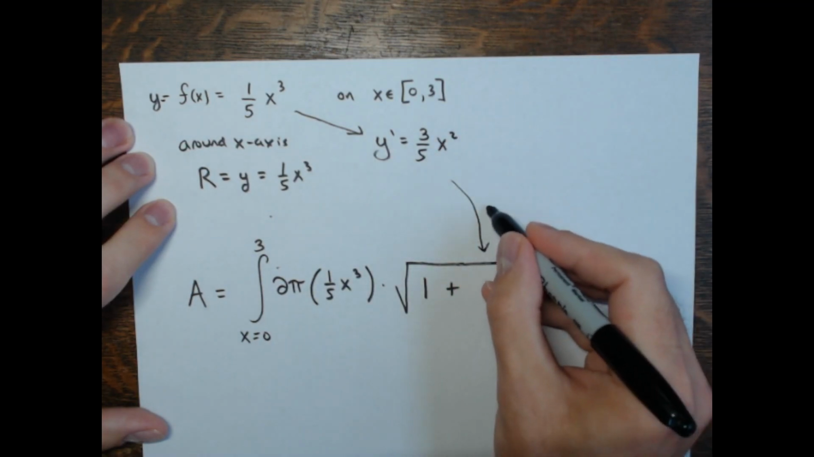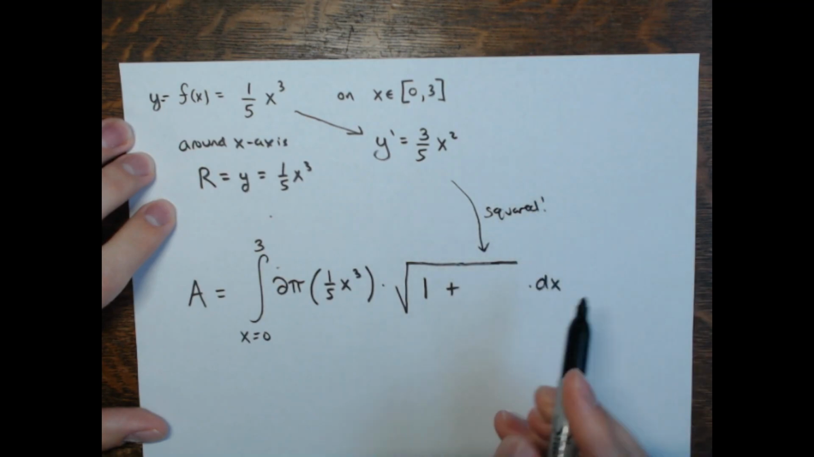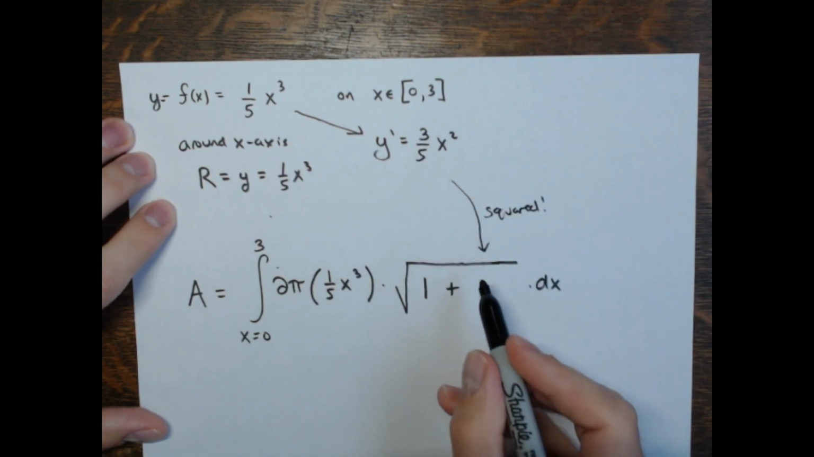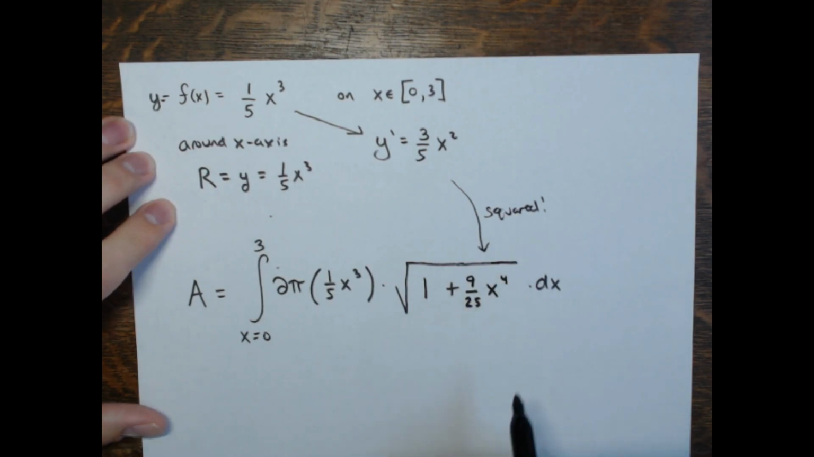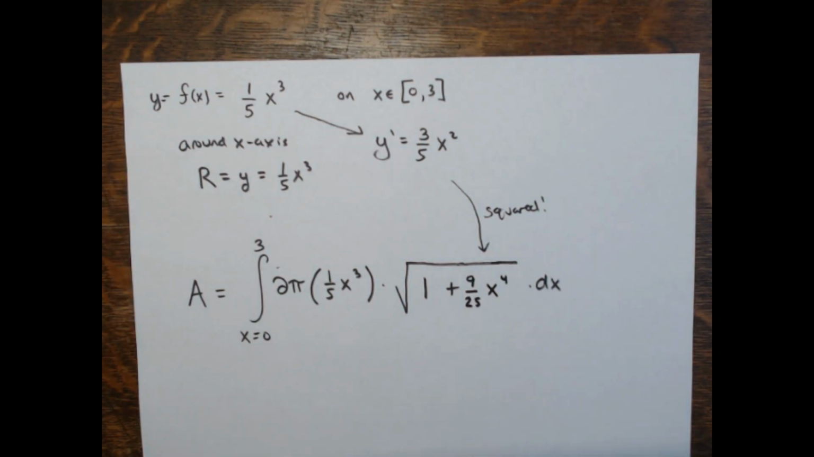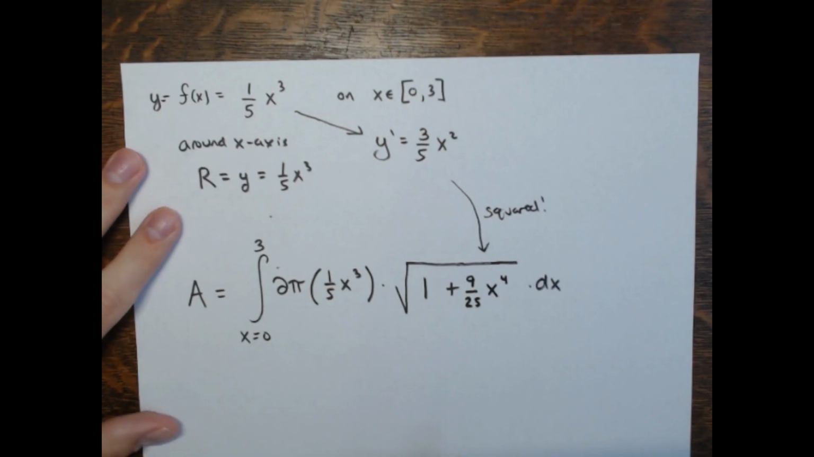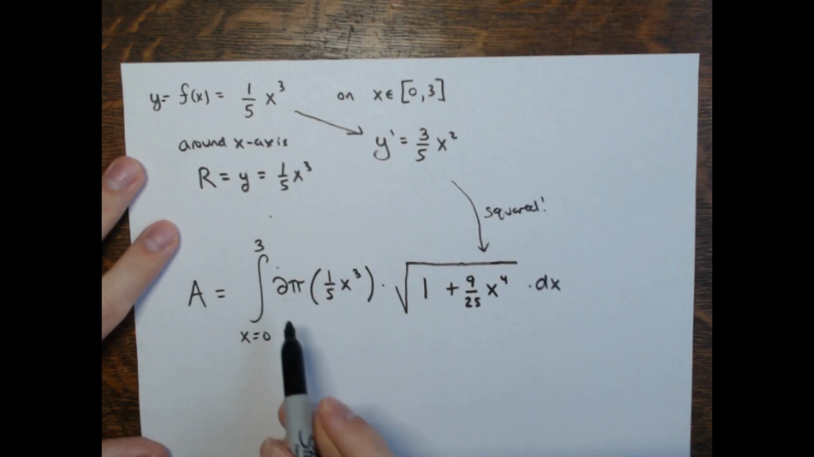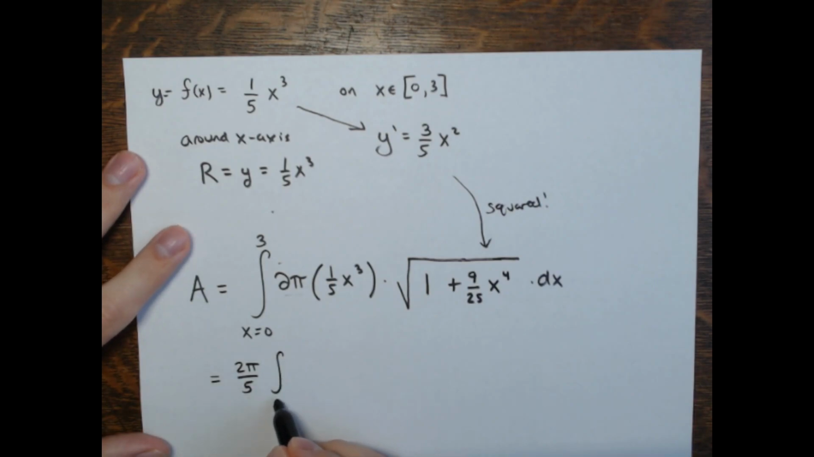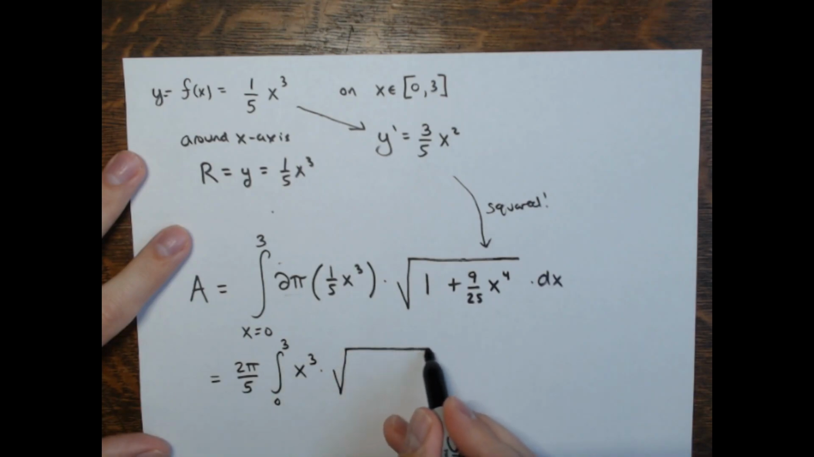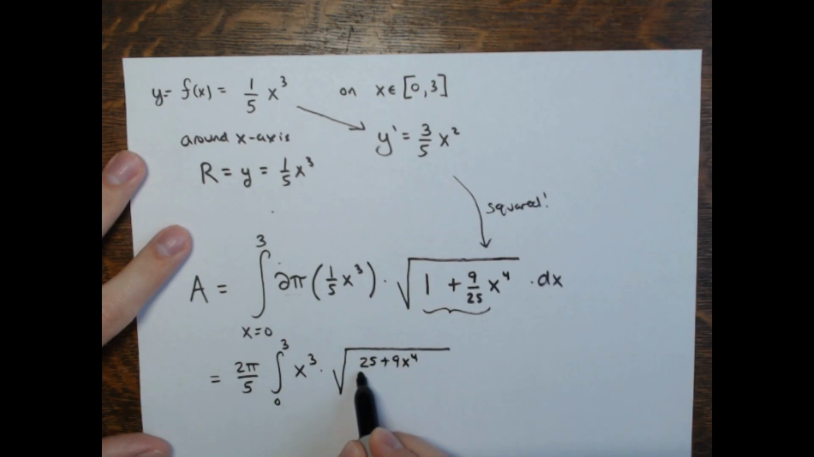All right, and that's getting squared in here, so I'll just write out the result of that. When I square this, that'd be 9/25 x to the 4th, and then dx. All right, so you've got 2 pi, you've got a fifth, so I can pull 2 pi over 5 out of this. And then integral from 0 to 3, you have x cubed. And then this expression in here I'm going to put together. This would be 25 plus 9x to the fourth all over 25, right?